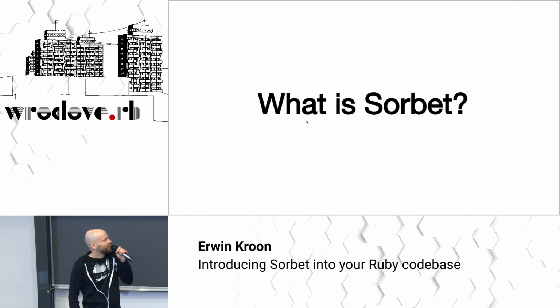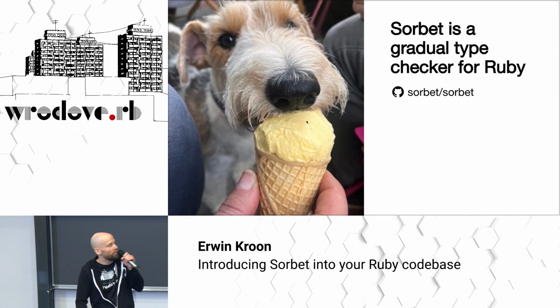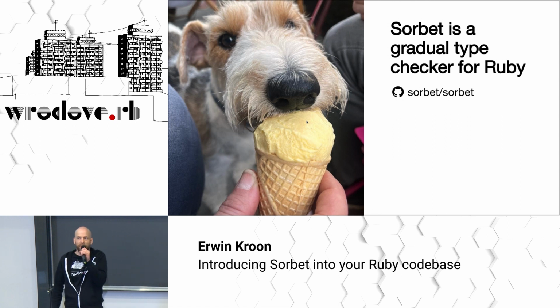So what is Sorbet? Shortly, Sorbet is a gradual type checker for Ruby. That's it. Yes, you can add typing to your Ruby, but you can do it in such a way that you don't have to do all or nothing. You just add a bit of typing, and that's it.